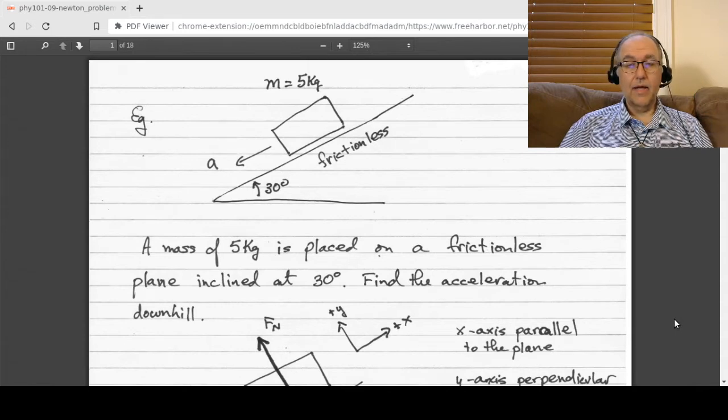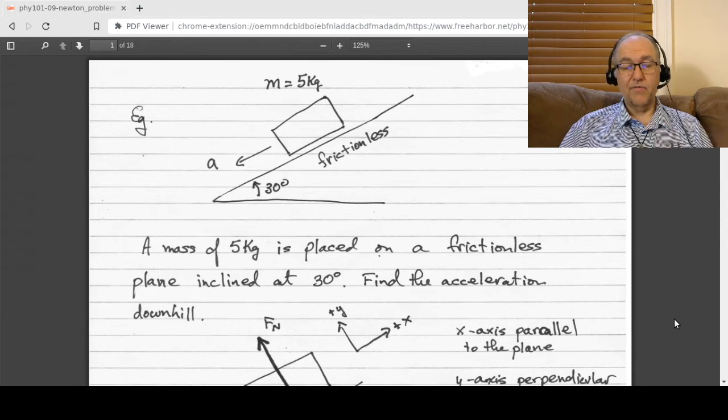The second law is basically a equals F net over m, or sometimes F net is equal to ma, where F net is the net force on the object. There might be more than one force, but you have to add them up as vectors, which is actually the most difficult part of these problems. And then once you have the net force, divide that by m, and that gives you the acceleration. Also, the second law states that the net force and the acceleration are in the same direction.